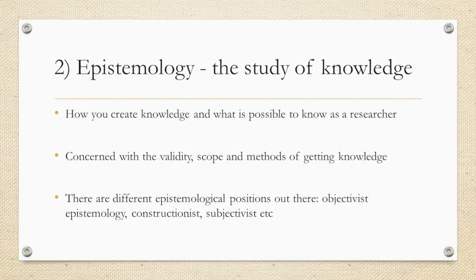Let's look at the second fundamental element, which is epistemology. Epistemology is the study of knowledge. It is concerned with how you, as a researcher, create knowledge and what is possible to know. It is concerned with all aspects of the validity, scope, and methods of getting knowledge. There are many epistemological positions out there, and we can discuss two very different versions of epistemological positions.